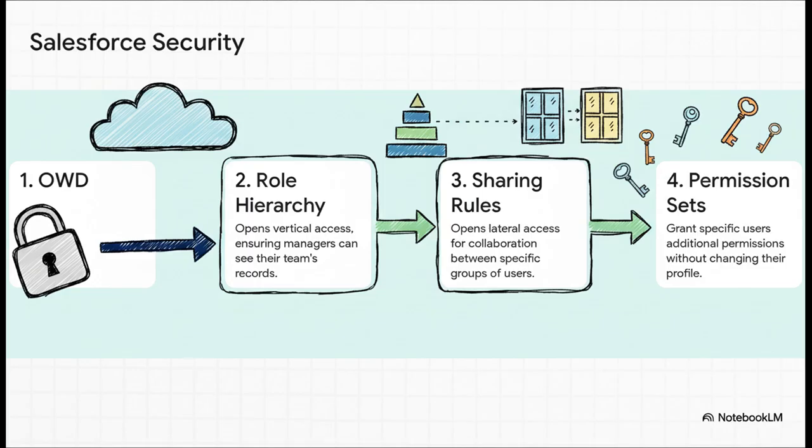The role hierarchy opens up access vertically, so managers can see their team's data. Then, sharing rules are like windows, opening up access horizontally so different teams can collaborate. And finally, you have permission sets. Think of these as special keys you can hand out to specific users to give them extra access without having to change their entire profile.